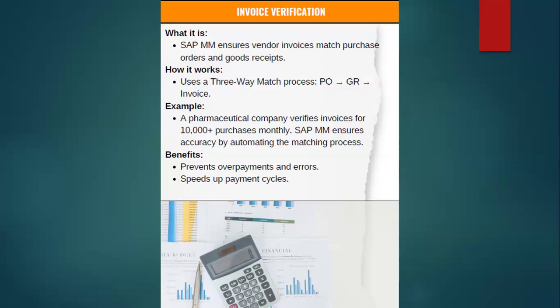So we will be using a three-way match process. It means first we will be checking the purchase order, how much it costs. Then we will be checking the goods receipt, whether we have the same goods in our inventory, and then we will be checking the invoice, how much it costs. After that, we can make the payment.